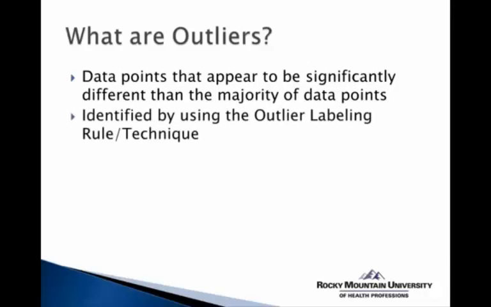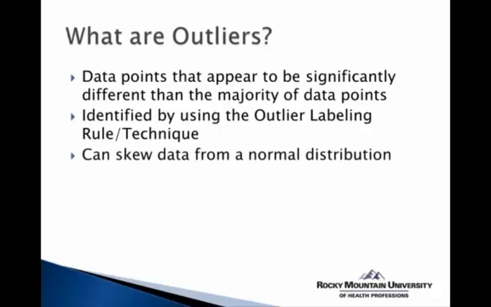Now we can identify those visually, as I mentioned, but the most effective way is the outlier labeling rule, in which we use the third and first quartiles of the data set, take the difference between the two quartiles and multiply it by 2.2, and then either add that value to the third quartile or subtract it from the first quartile in order to determine boundaries for outliers. Once we've identified those outliers, if we have any, we need to figure out what we're going to do about them.